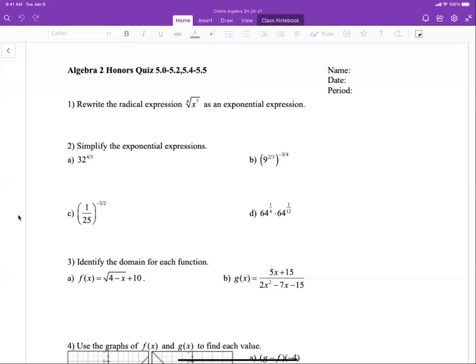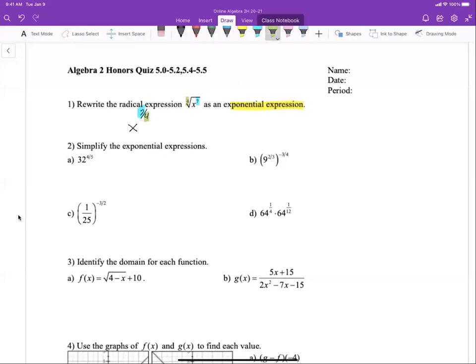We need to write it as an exponential expression. And so that will be written as x to the seventh, or 7 over 4 power. And so the 7 is the power, and the fourth is the root. And so that's how you will rewrite that.